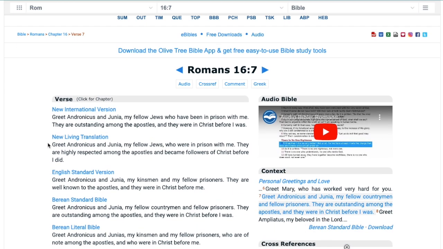So the New Living Translation, another popular one. Greet Andronicus and Junia, my fellow Jews who are in prison with me. They are highly respected among the apostles, and became followers of Christ before I did. Now, that one can go either way, and I think they did that on purpose. They were kind of like, well, I don't know. We don't know if we want to take a stand one way or another on this one, so we're just going to split it down the middle and say they're highly respected among the apostles, which is kind of the same thing as outstanding among the apostles. But you can read that either way and be okay on either side of that fence. So that's how the New Living Translation does it. They don't really interpret it. They just kind of leave it open.